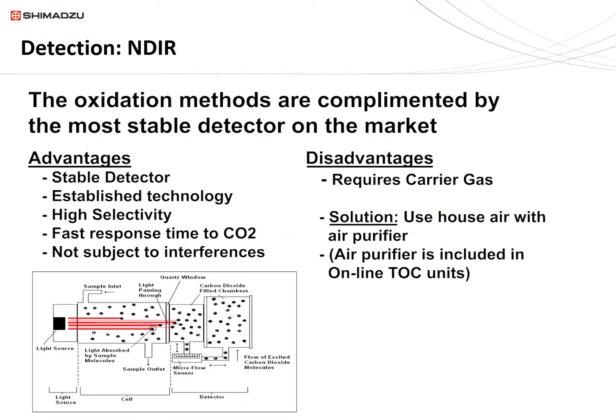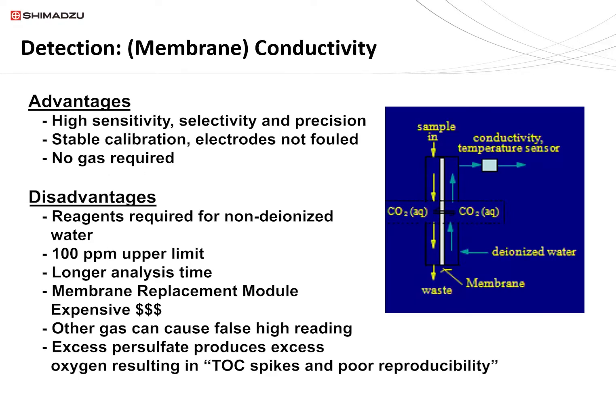Every detector has advantages and disadvantages. For NDIR, the advantages are it is very stable and not subject to interferences. The disadvantage is it requires air, but house air will do. Membrane conductivity advantage is it requires no gas. The disadvantages are longer analysis time, expensive replacement modules, and interferences.